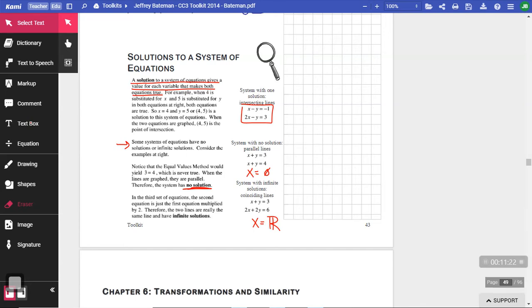The only difference with a system is what it means. If there's one solution, the two lines will intersect, as we saw. If there's no solution, they're parallel. So it says no solution is parallel lines. And if there are infinite solutions, then they're coinciding lines, which means they're the same line. All right, now on to some examples.